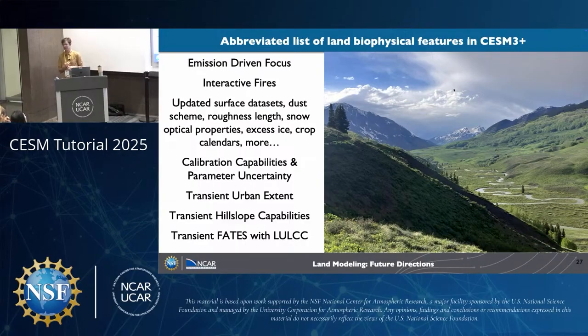Like I said, we do have a transient urban data set now, which lets us look at transient urban extent and the role of the urban heat island in changing landscapes, I guess. As well as capabilities to run with transient hillslope in the hillslope model, as well as transient FATES. And when I say transient, this is just like a historical simulation where we have changes in land use and land cover change. So hillslope and FATES won't be on by default in CESM3, but they will be features that you can run with either in land only or in coupled model simulations.